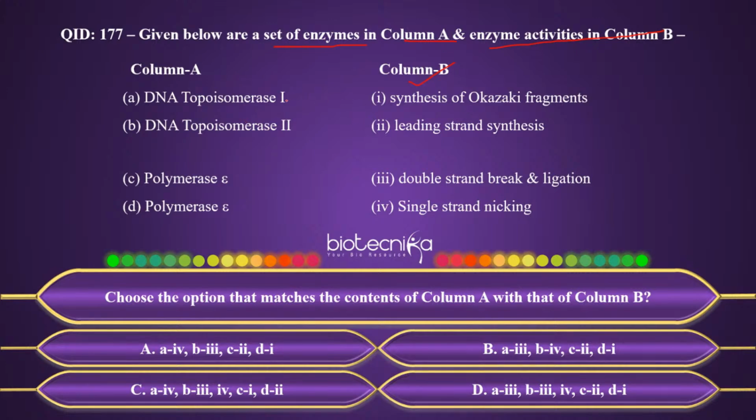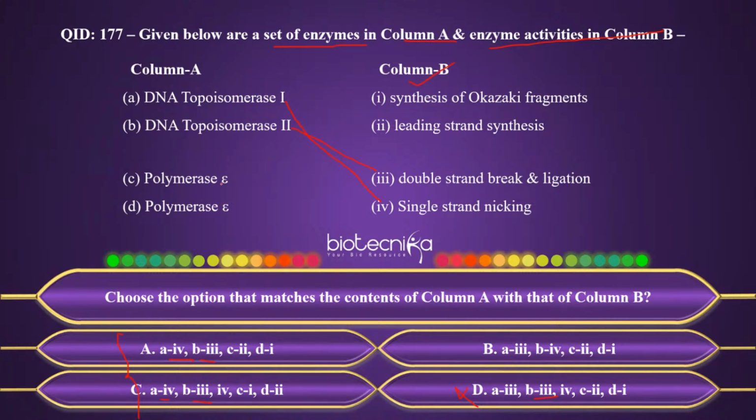As we know, DNA polymerase is basically involved in single-stranded nicking, and topoisomerase 2 is basically involved in double-strand breaks and ligation, right? So for A and B, it is clear that B is option 3. Wherever B is given, option 3 is given, and for A, option 4 is given. So this we can eliminate, and from these we can choose.